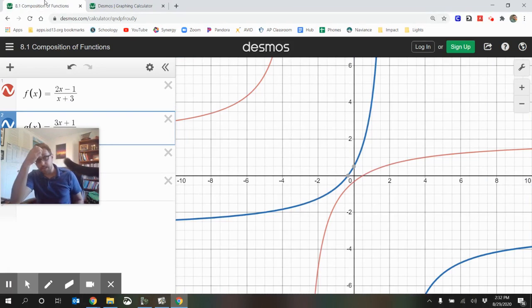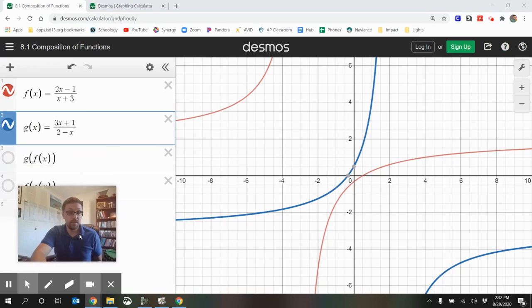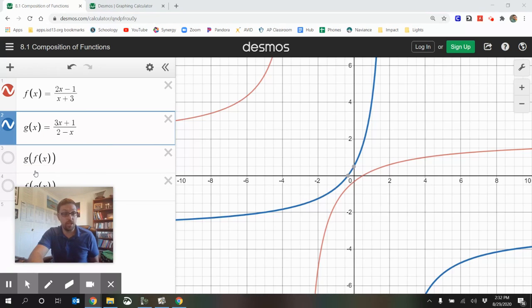So I graphed f of x and g of x. We want to figure out what would happen if we put these functions into each other. Cool thing about Desmos is it'll do that for you. So here I've got g of f of x. I'm going to get rid of those other two.